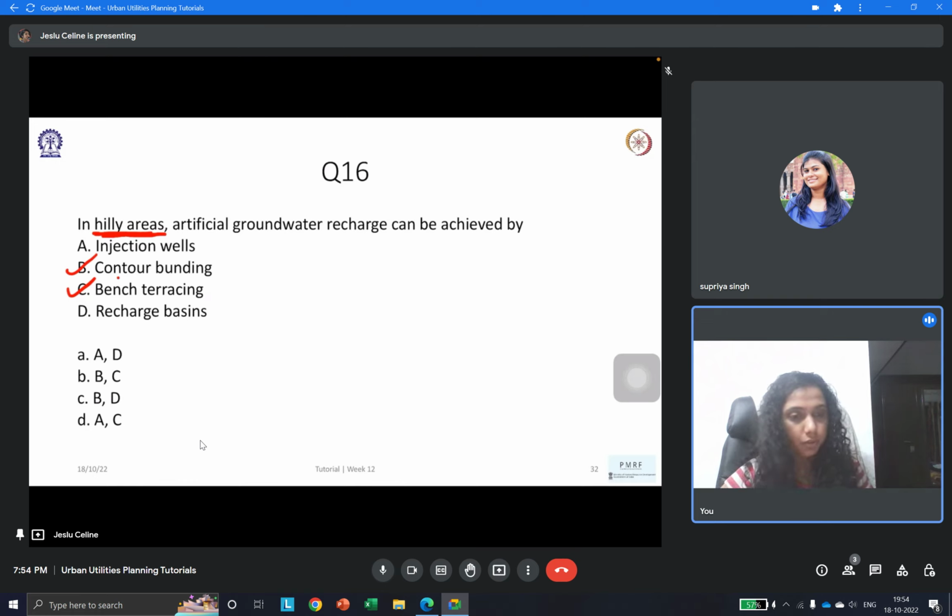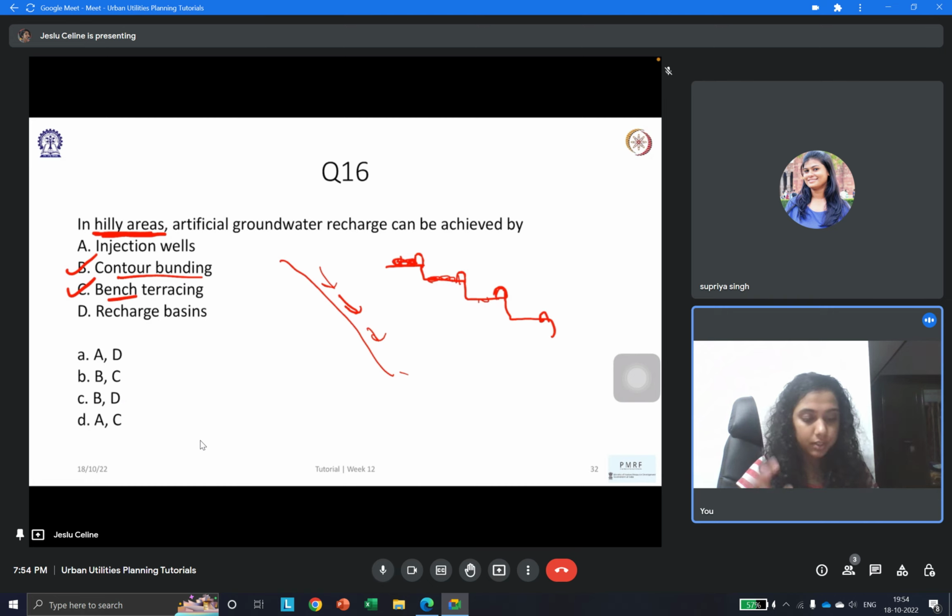Contour bunding we have already discussed. For each contour, you construct certain bunds and you store water over there. Bench terracing is also the same way. You make a step terrace in the region so that water does not simply flow away. With steps like this, water will be retained in these regions. And a bund is a small structure which holds water in place. So B and C are correct. Fine, let's proceed on to question 17.